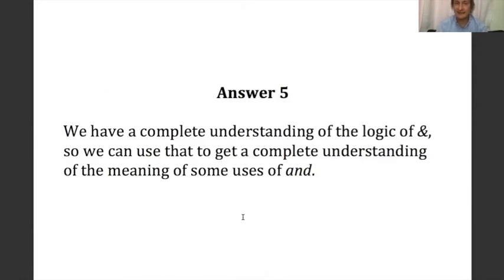And the fifth answer is that we understand the logic of logical "and" completely. It's given entirely by the truth table. There's nothing more to it. Very easy to understand. And so in any case where that is an acceptable interpretation of English "and," then we get a complete understanding of that use of English "and."